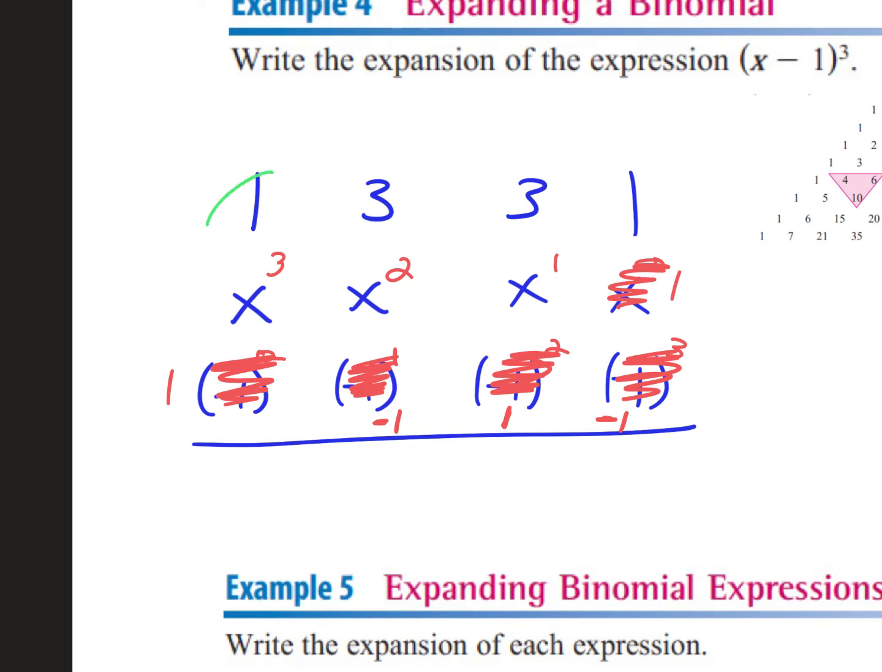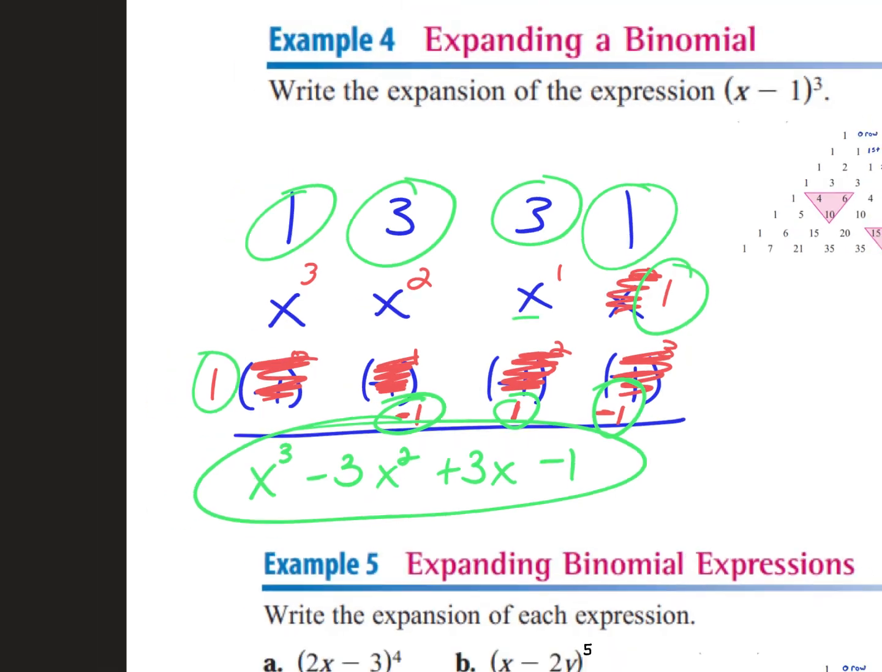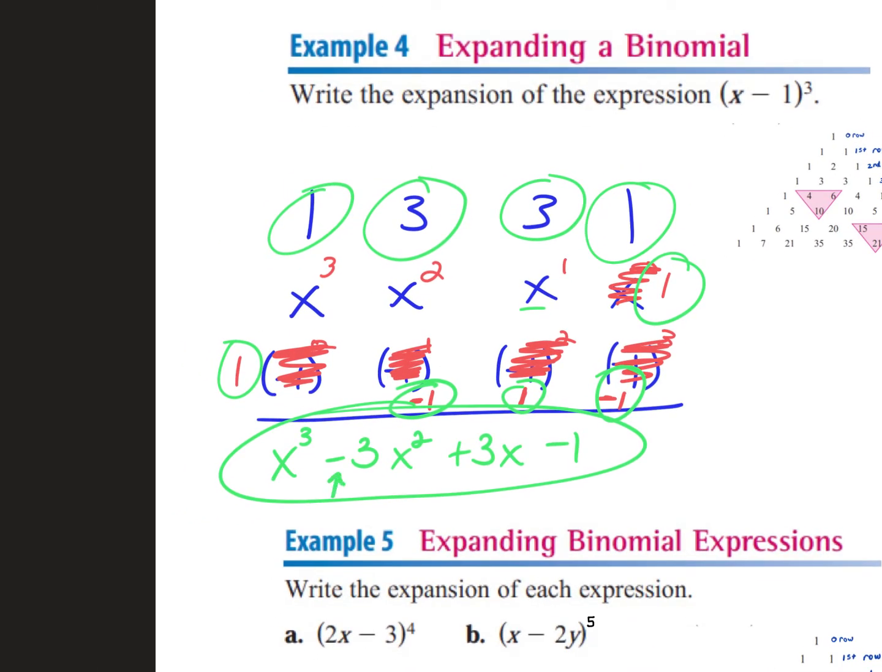So now you multiply the numbers. What's 1 times 1? 1. And then I have 1x cubed, right? What's 3 times negative 1? Negative 3, and my x squared goes there. What's 3 times 1? Positive 3, and the x goes in the end. And what's 1 times negative 1? Negative 1. There you go. When you have a negative, if you notice, your signs will alternate to plus minus.